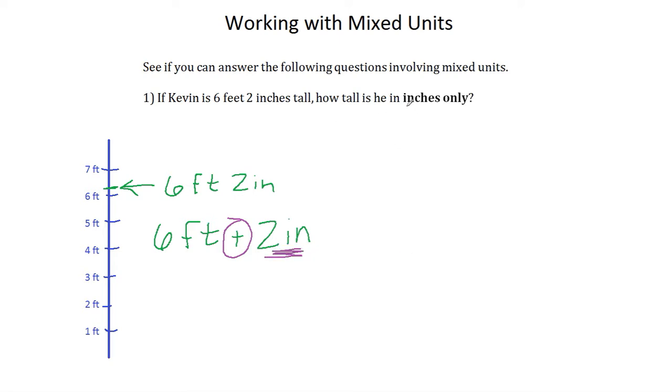The question says we want inches only. I go, 2 inches, that's fine. That's already in inches. What the problem is that we've got this 6 feet here. This measurement is 6 feet. And I go, we only want inches.